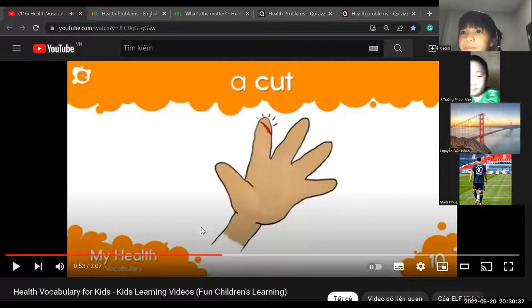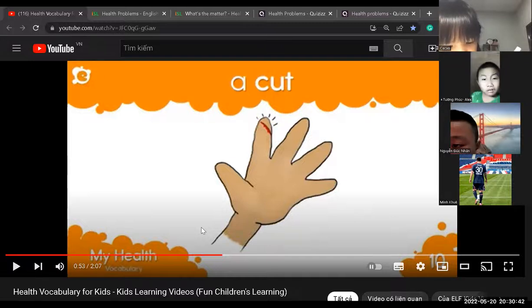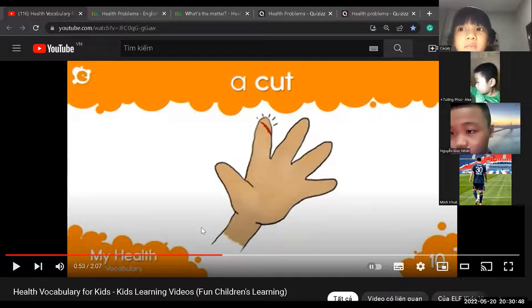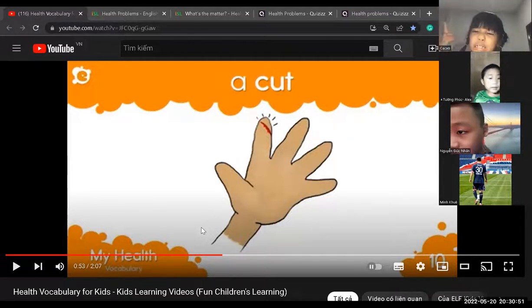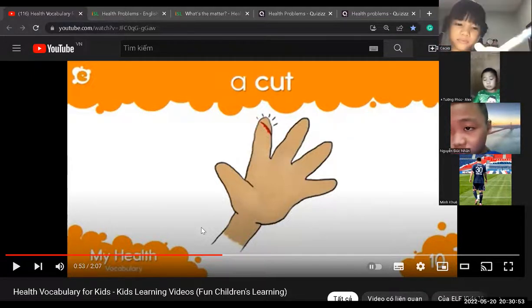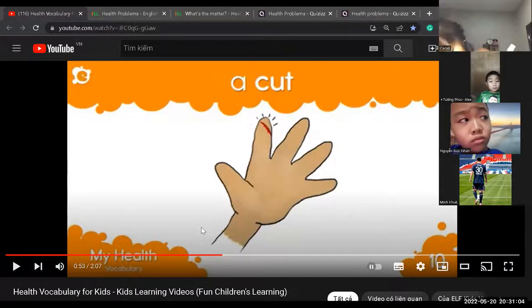A cut. Okay, a cut. For example, you are using the scissors to cut paper, or you are using the knife to cut fruit or something, and then the knife or the scissor touches your skin. So you will have a cut. Một cái vết cắt. Maybe normally you have a cut on your finger, right? Because you have to use your fingers to hold the scissors or the knife. Sometimes you get a cut elsewhere, for example, on your cheek too.